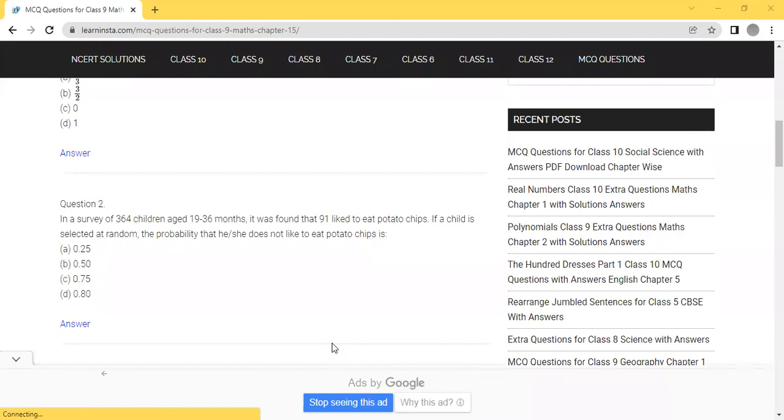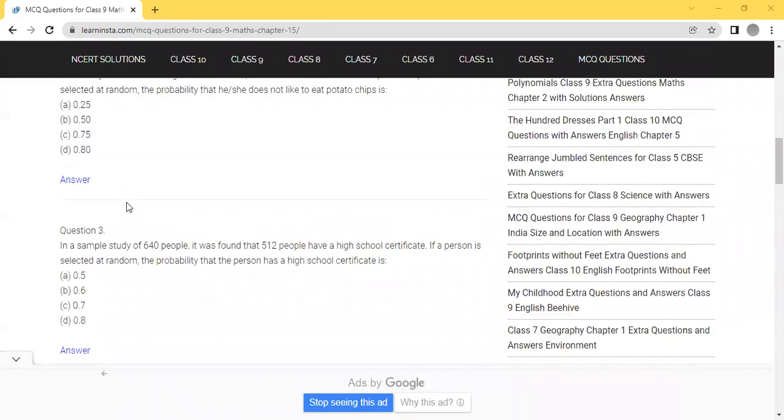0.75. Answer C. How have you got the answer? Yes, can you explain? When you subtract 91 from 364, you get 273, and then 273 upon 364 is equal to 0.75. Actually, the probability of liking the potato chips is 91 by 364, and for not liking, you subtract 91 from 364 and divide by 364.